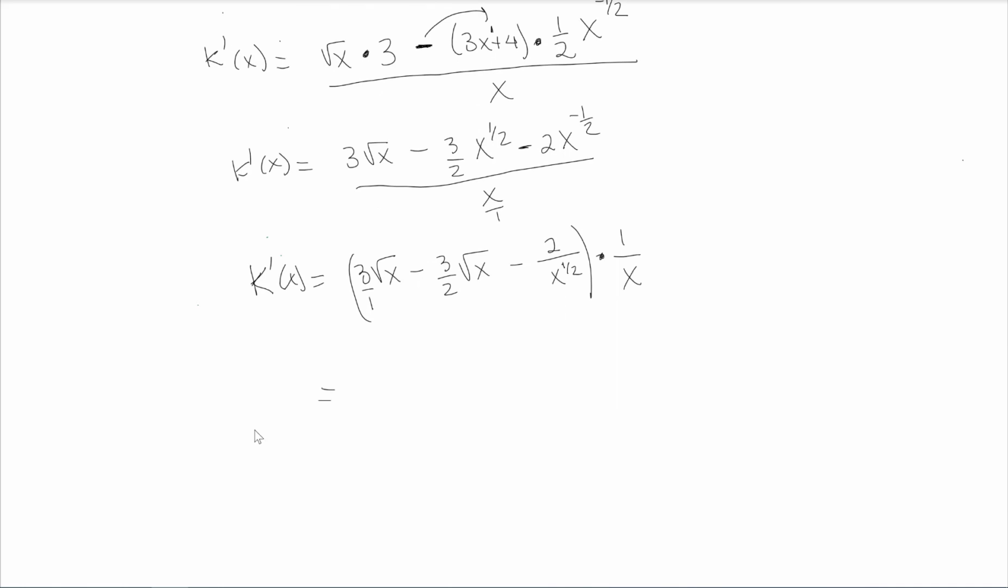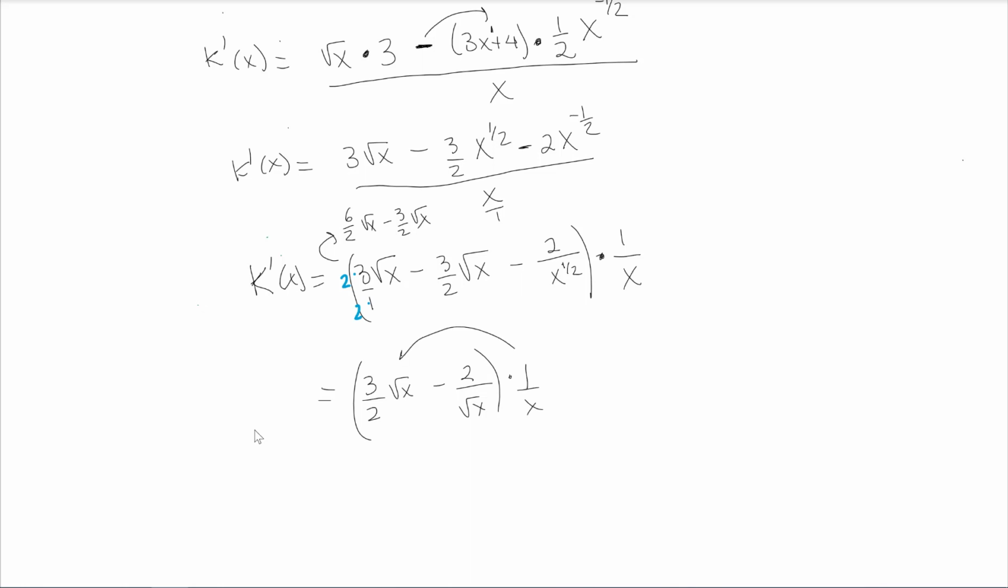So now these are like terms. So 3 over 1 minus 3/2, we have to get a common denominator. Common denominator is 2, so multiply this by 2 and that by 2. And so it's really 6 over 2 minus 3 over 2. So I get 6 over 2 root x minus 3 over 2 root x. So 6 minus 3 is 3. So I get 3 over 2 square root of x minus 2 over the square root of x times 1 over x.